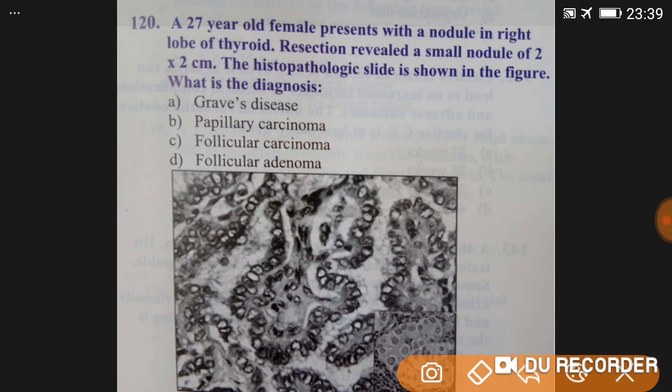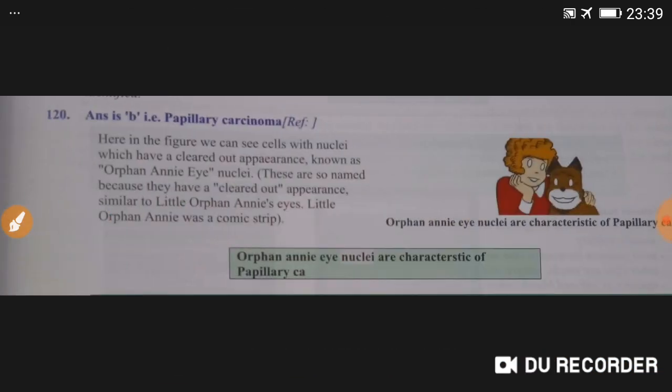A 27-year-old female presents with a nodule in the right lobe of thyroid. Resection revealed a small nodule of 2 by 2 centimeter. The histopathological slide is shown in the figure. What is the diagnosis? Diagnosis: papillary carcinoma.